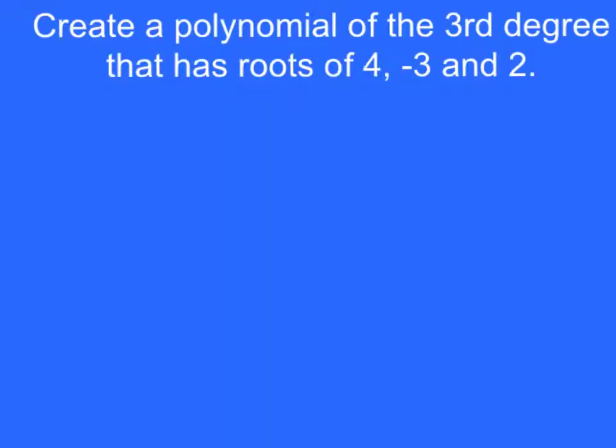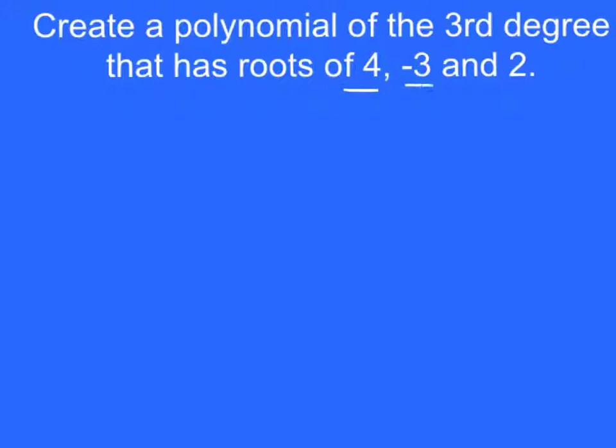So here's example 3. I want to create a polynomial of the third degree that has roots of 4, negative 3, and 2. Third degree means it's going to have an x cubed in it somewhere. It'll be the highest power. So before you had to solve it and get the answers. Now you get the answers and you have to go backwards to create the polynomial that it came from. Here's how you do it.